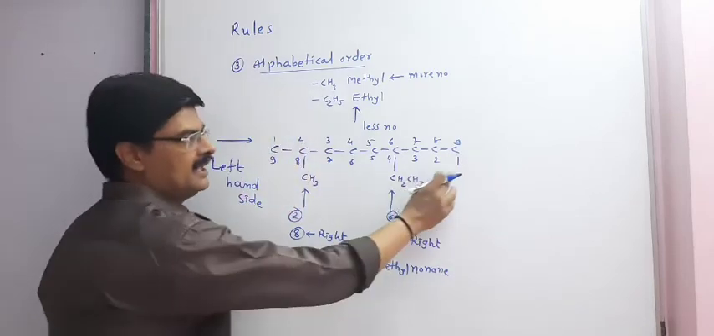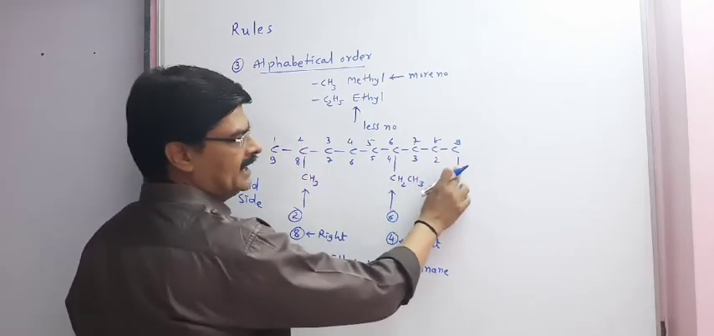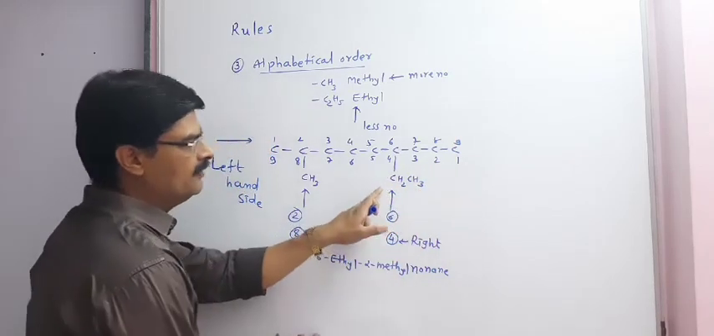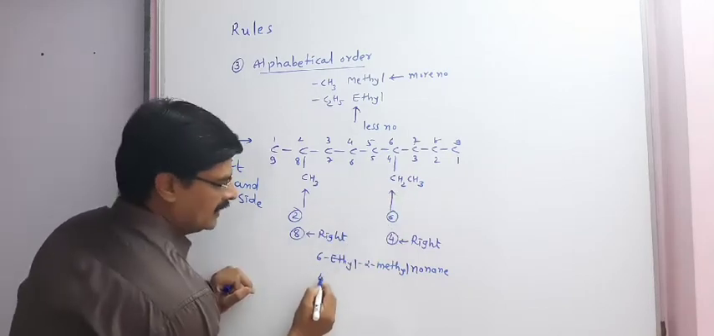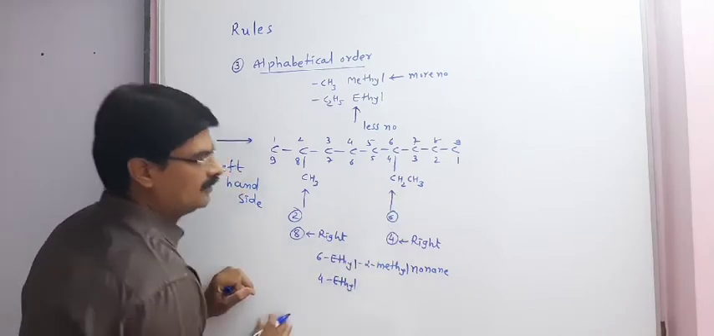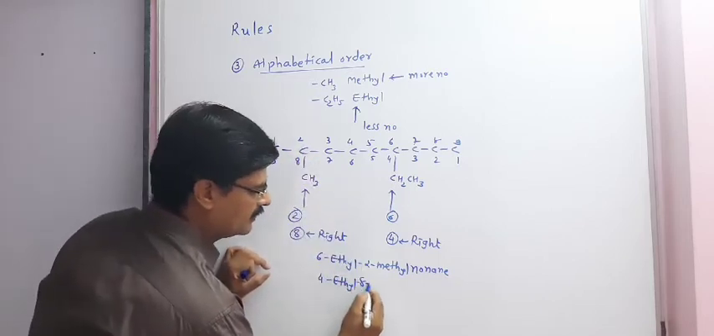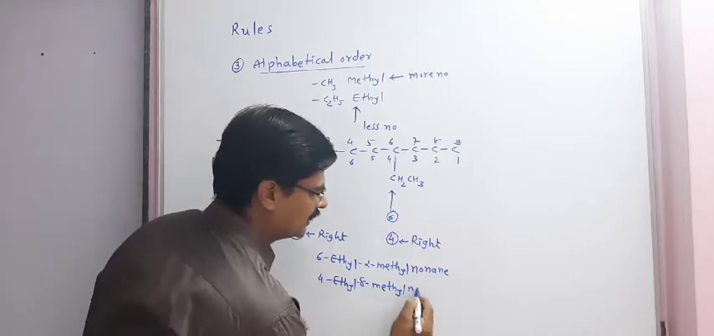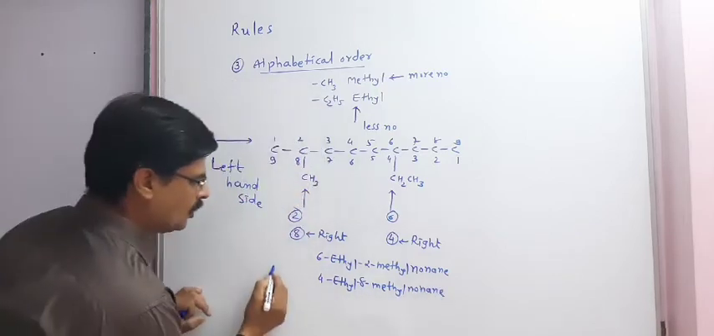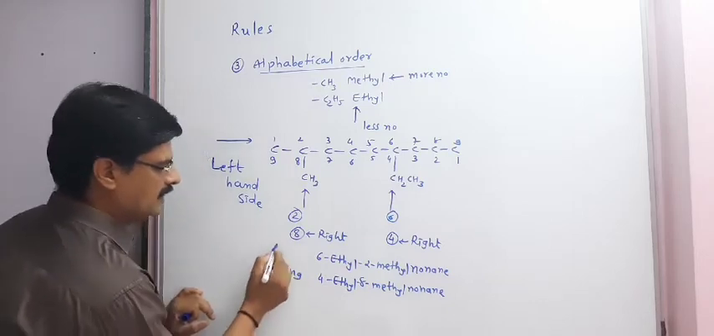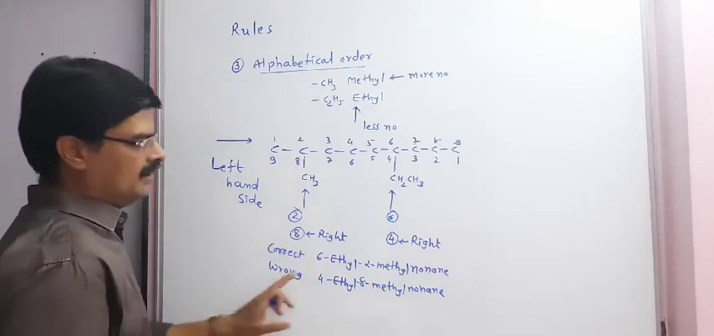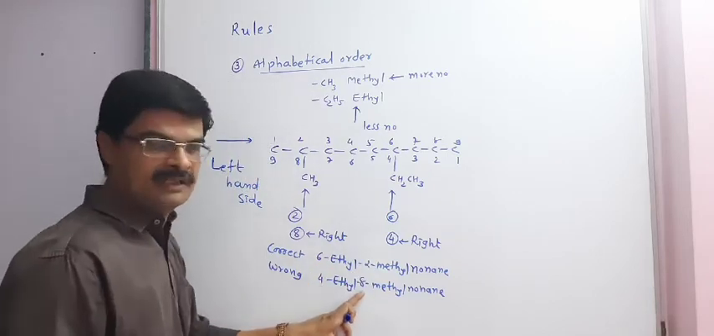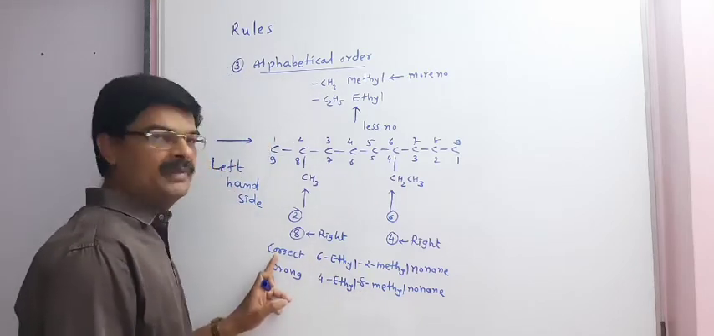But we will understand the wrong name also by writing it from the right hand side. So if we consider from the right hand side, the name will be 4-ethyl, 8-methyl, nonane. This is wrong. This is correct. Because 6 plus 2 will be 8 and 4 plus 8 will be 12. So according to the rule, this will be correct.